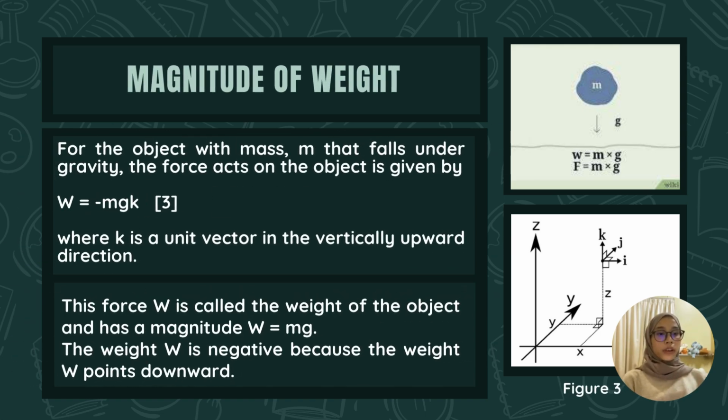As for an object with mass m that falls under gravity, the force acting on the object is given by the formula W equals negative mgk, where k is a unit vector in the vertically upward direction. This force W is called the weight of the object and has a magnitude W equals mg. The weight W is negative because it points downward.